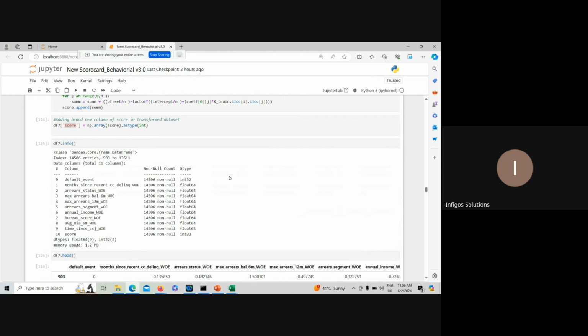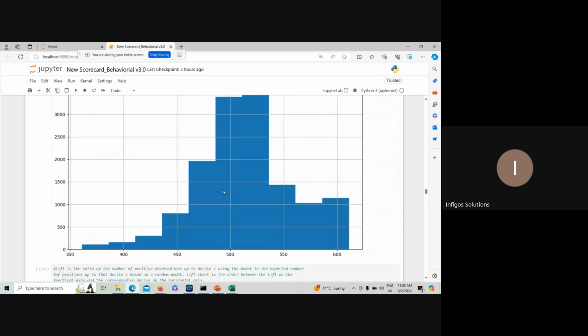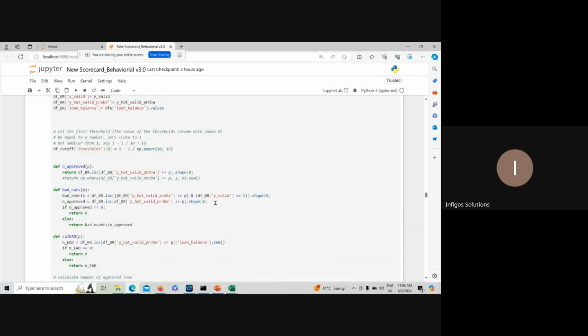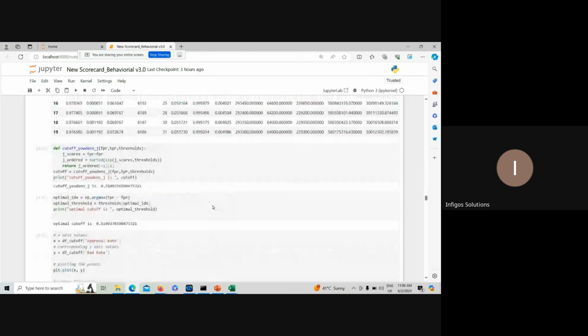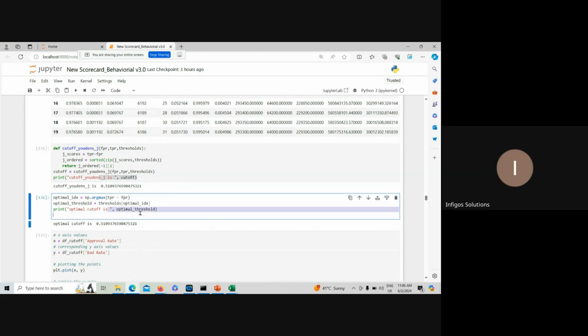Where optimal performance you are getting, like you're getting the optimal performance at this point. This point. Yes, this point. Like how to choose. Like we can choose any one and then calculate the confusion matrix at that threshold. Yes.